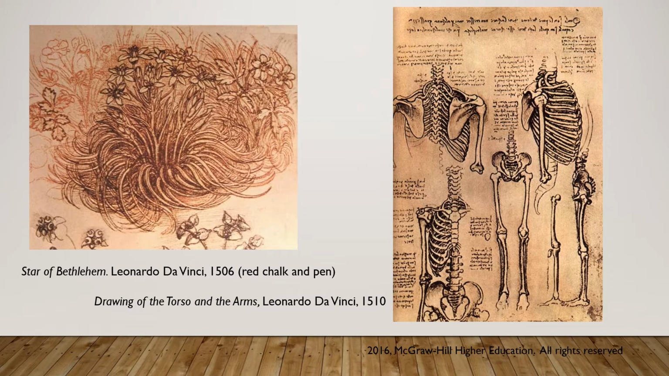And then the drawing of the torso and arms. That probably was either some sort of graphite or charcoal, or it could have been pen and ink. They really don't tell us which.